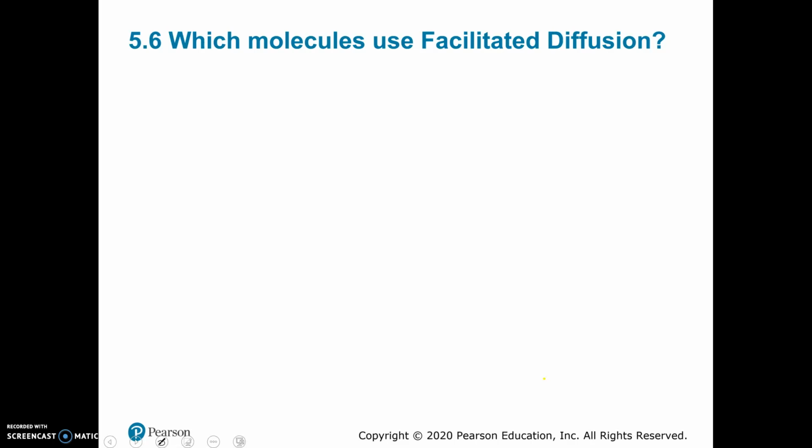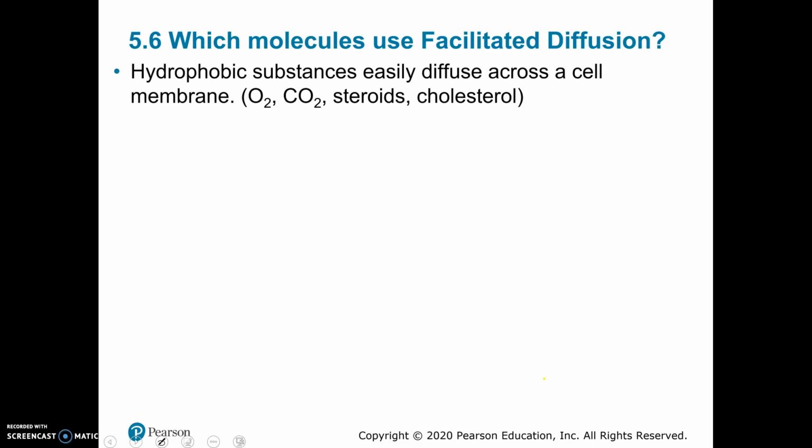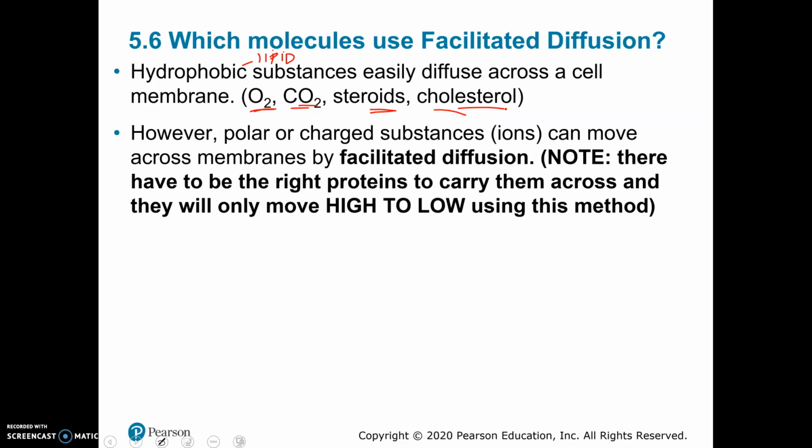So let's talk about that for a second. What actually is carried in and out by different methods? Well, first of all, oxygen, carbon dioxide, and anything that's lipid soluble or hydrophobic. So remember, oil and water don't mix. So anything that's lipid soluble that would dissolve in oil, those things can pass through the membrane very easily. Oxygen and carbon dioxide, steroids, cholesterol. Easily go from high to low concentrations straight through the phospholipids.